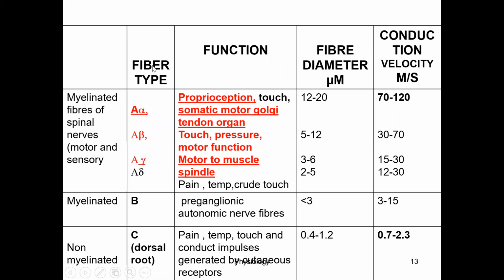Again, to summarize, you should know the different nerve groups or types of nerve fiber. In today's lecture, we require A alpha, A beta, and A gamma fiber. A alpha receives the signal of proprioception from the somatic motor and Golgi tendon organ. A beta is for touch, pressure, and motor functions. A gamma is for motor to the muscle spindle, while C fiber is for pain and temperature, pain in the Golgi tendon or the muscle.